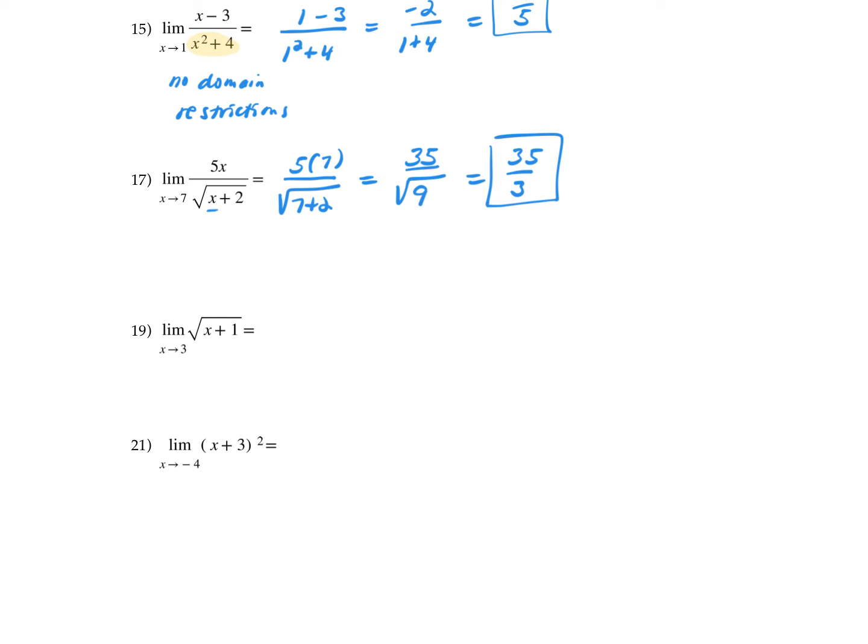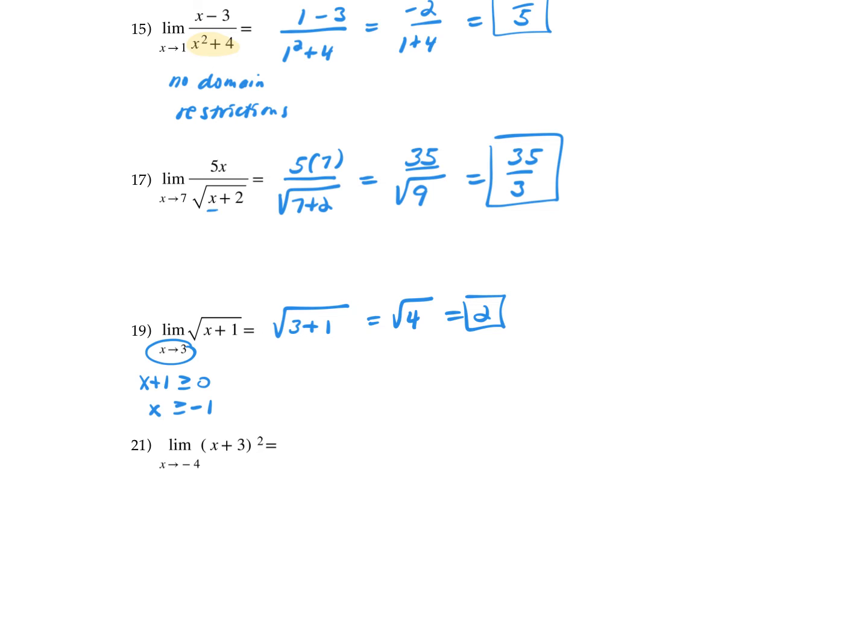All right, so for number 19, that x plus 1 inside the radical will have to be greater than or equal to 0. So as long as x is greater than or equal to negative 1, we can find the limit. We're finding the limit as x approaches positive 3. So go ahead and plug it in. So the square root of 3 plus 1 gives me the square root of 4, which is 2.